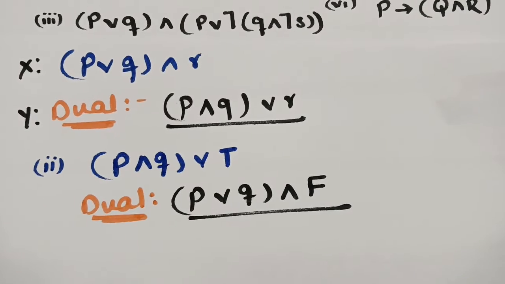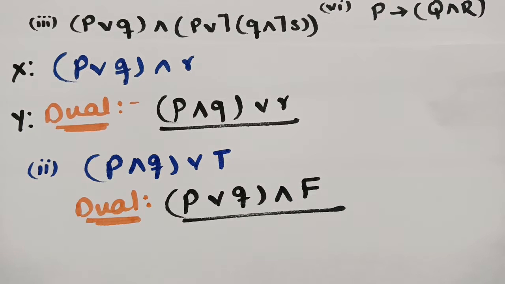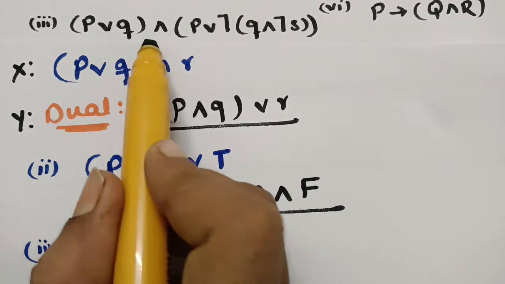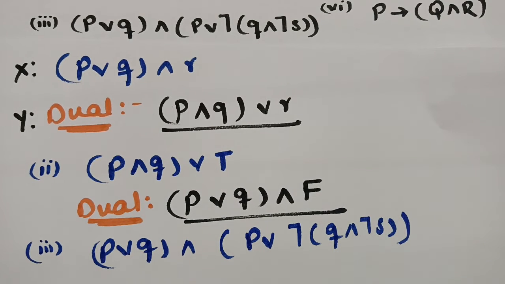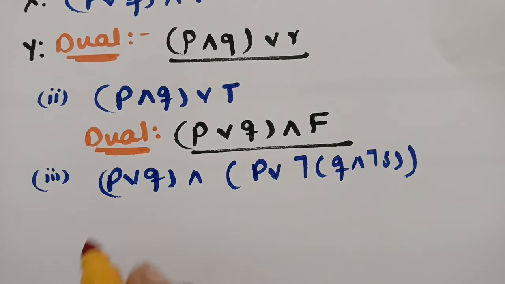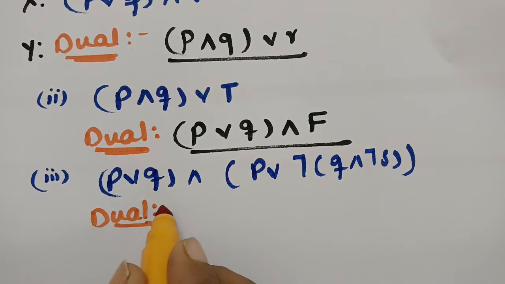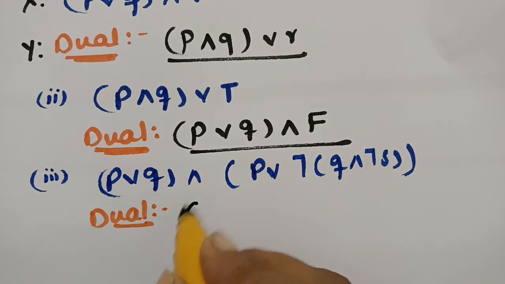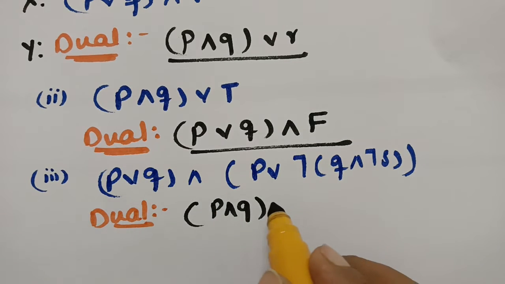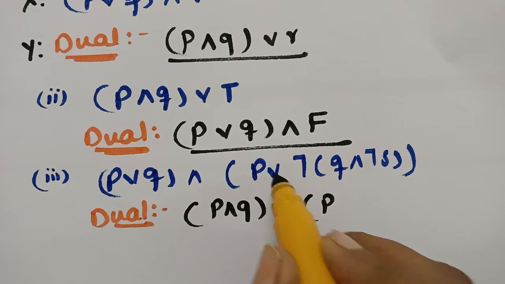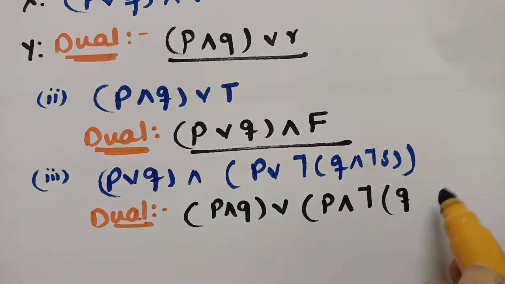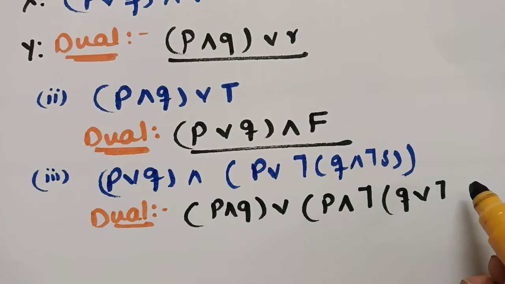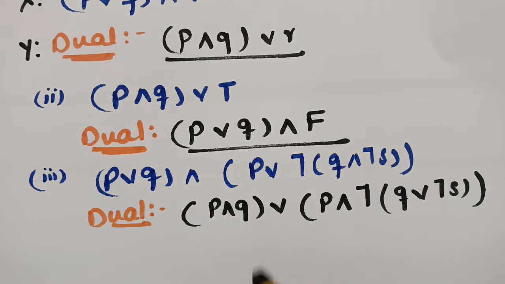And the next one is the third one. You have to remember that the negation doesn't affect anything; only four things should be replaced. The third question here is P or Q, and this is P or negation of Q and negation S. What will be the dual for this? The dual statement will be: this is P or Q, so this will be P and Q. Where there is and, replace it by or. Where there is P or, you have to put and. Negation doesn't change, so keep negation as it is, and there is Q. There is and here, keep or, and negation. This will be the dual for the given statement.